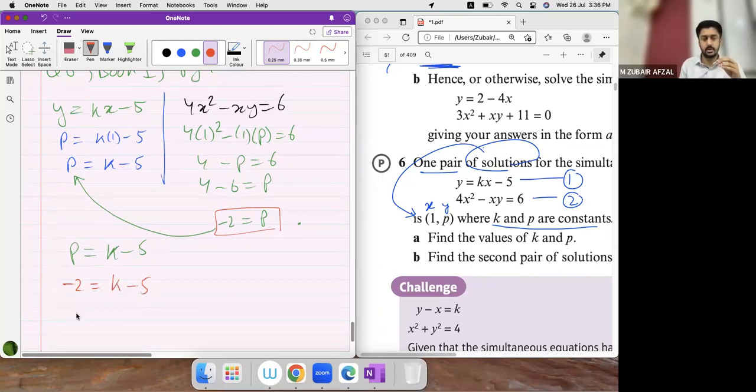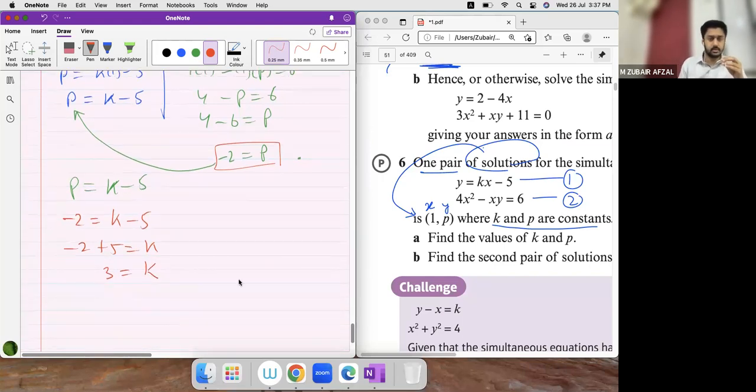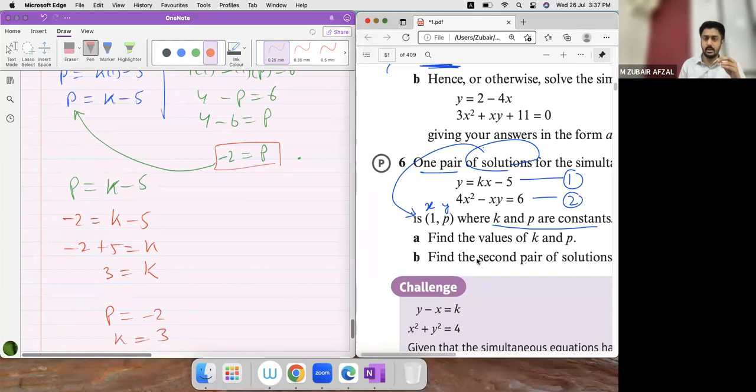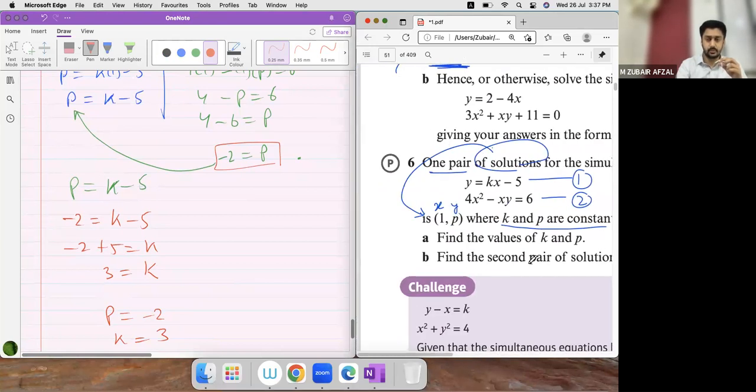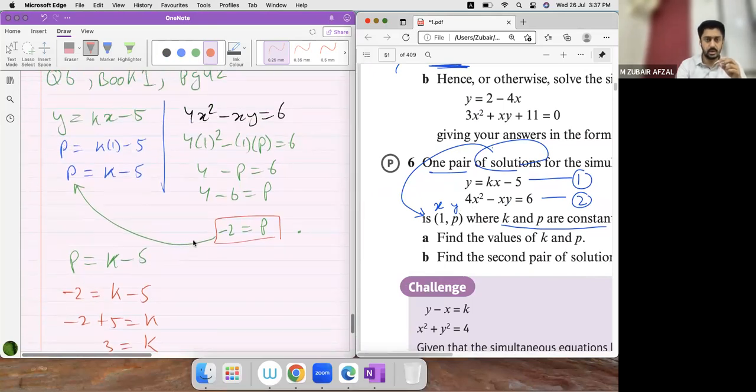So -2 plus 5 equals K, and 3 equals K. So the final answers: P is -2 and K is 3. This was the first part. Now, find the second pair of solutions for the simultaneous equations. The first pair is 1, P. The second pair is unknown.